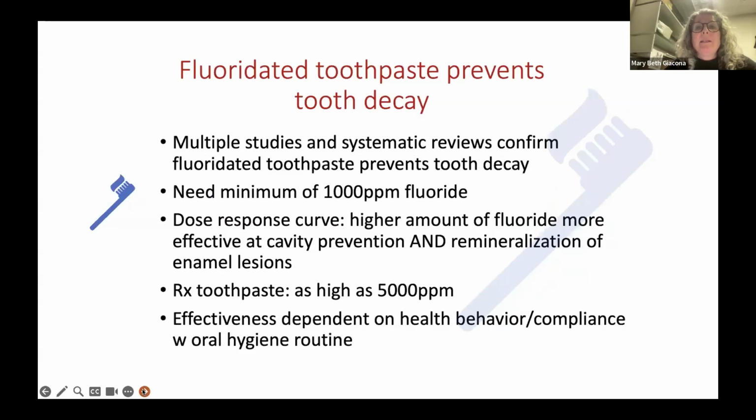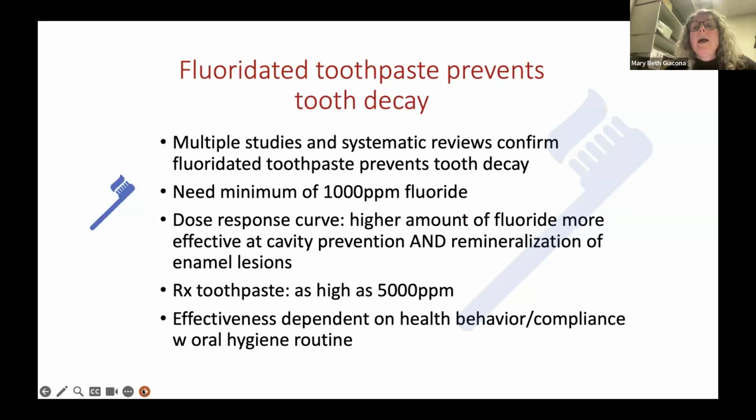Fluoridated toothpaste definitely prevents tooth decay. There have been multiple studies, it's been extensively researched and reported on, and systematic reviews confirm that fluoridated toothpaste prevents tooth decay. You do need a minimum of 1,000 parts per million of fluoride in that toothpaste in order to have a good effect. And there is also a dose response curve. Higher amounts of fluoride are even more effective at cavity prevention and remineralization of enamel lesions.